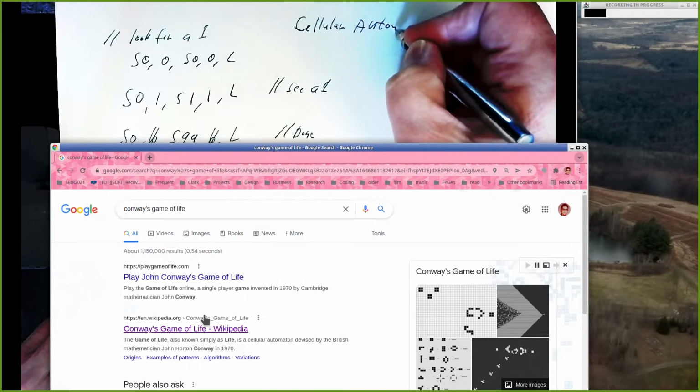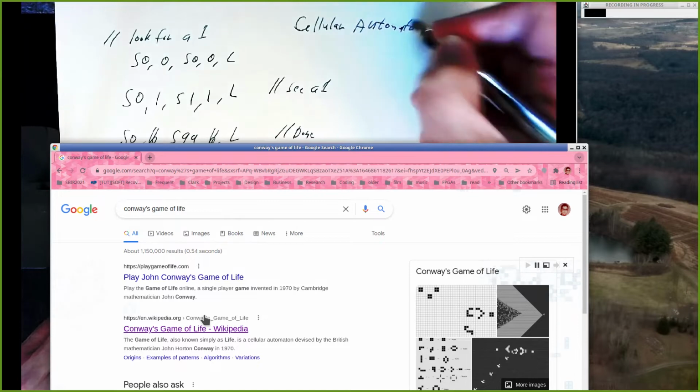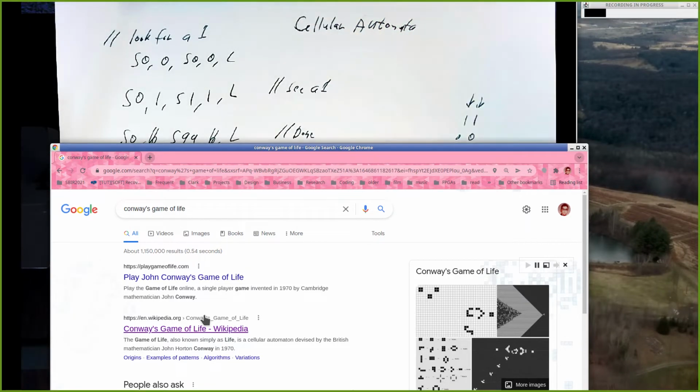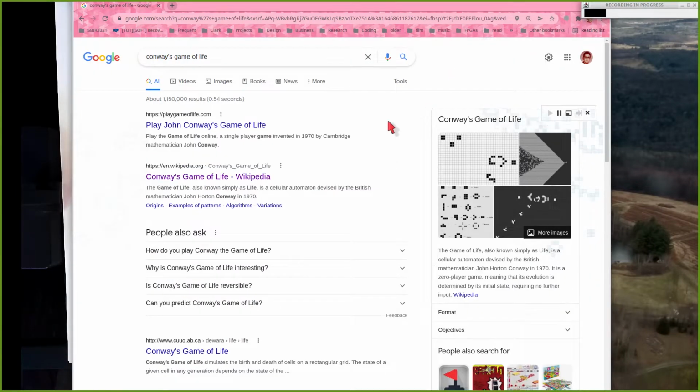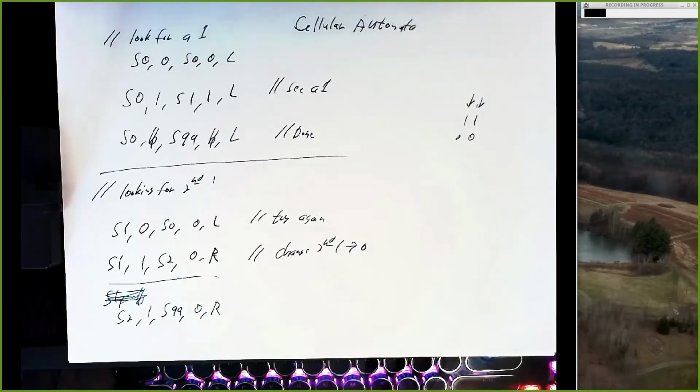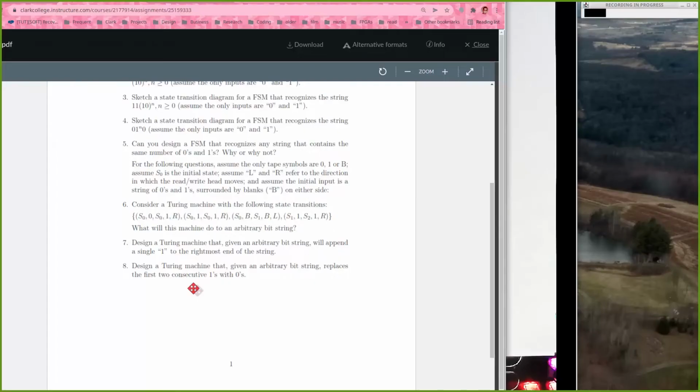If you have dark mode, it looks even cooler. Oh yeah? Yeah. Nice. All right, other questions?